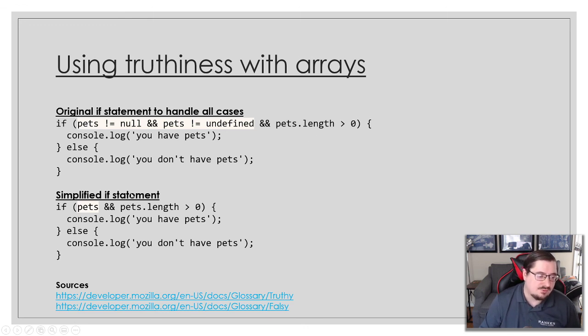That's a lot of cases to check for, so I can simplify that as pets, and pets length is greater than 0. So if I say, hey, you have a pets array, and that pets array has at least one thing, then you have pets. Note that I do need this second clause because an empty array is still treated as truthy, right? These values, null and undefined, are both treated as falsy, so I can take care of that with this, but I still have to check that there's at least one element in the array.